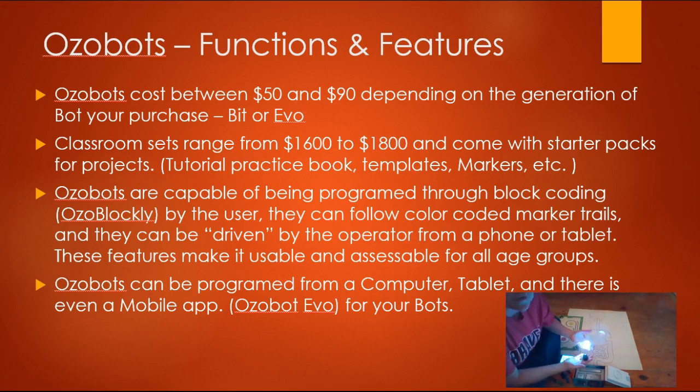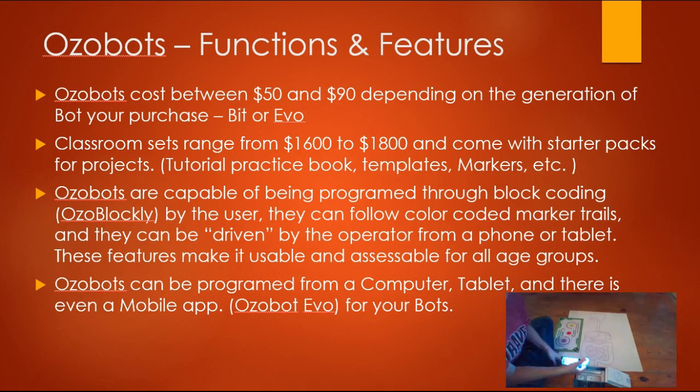They also come with really cool little suits. Your kids can decorate them. Bob's actually wearing a suit. Vader's just straight up. Classroom sets range from $1,600 to $1,800 and come with starter packs for projects. They have a tutorial practice book where the kids can practice drawing lines and the stop and start procedures and the different codes for them. They have different templates, kind of little tracks that they come with as well, like this. And they also come with a set of markers.